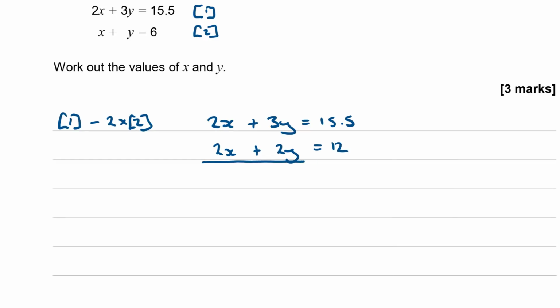Okay, now we can simply subtract one equation from the other. 2x take away 2x, there's nothing. That's what we've done. We've managed to eliminate x. 3y take away 2y leaves us y. And 15.5 take away 12 leaves us 3.5. Okay, so we found y.